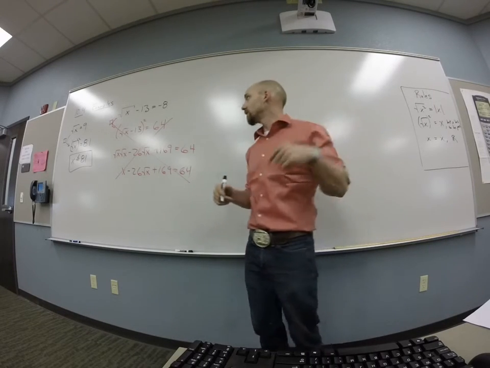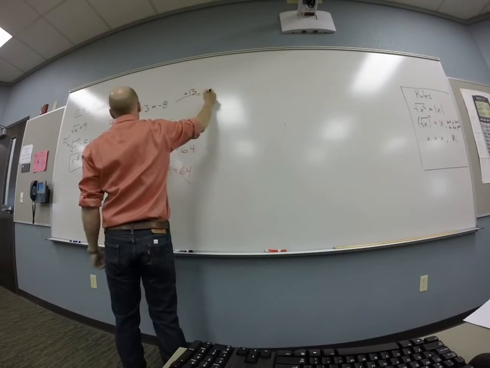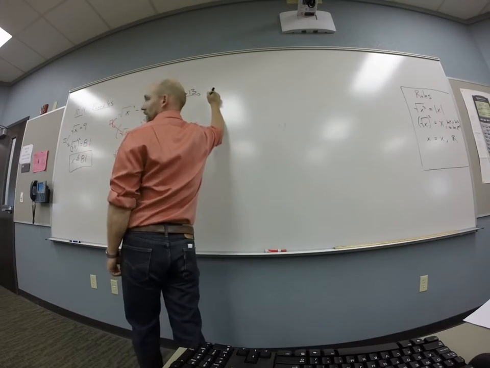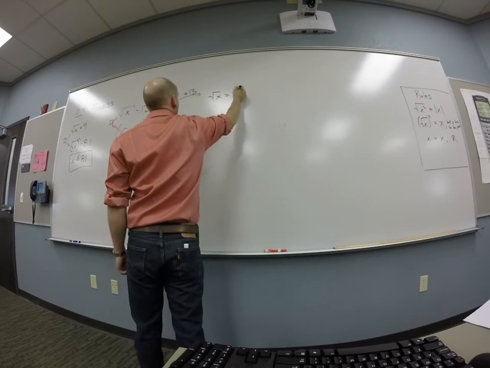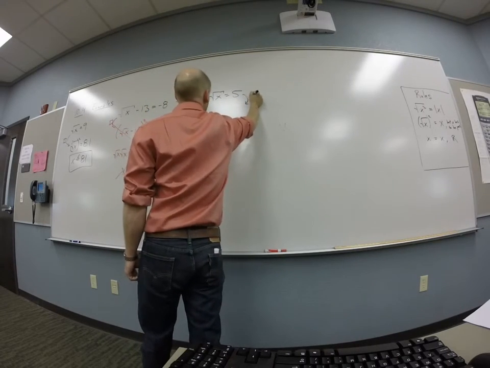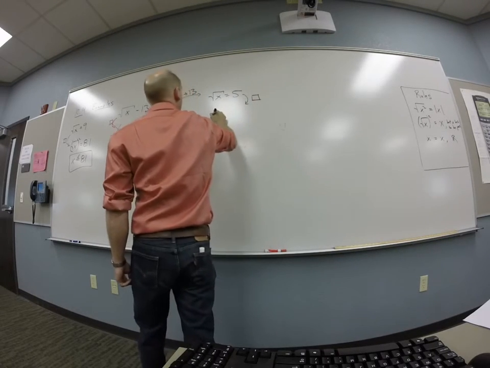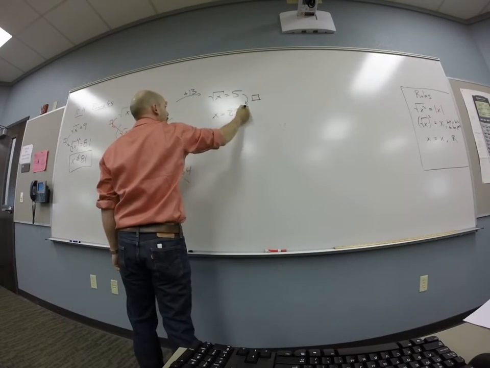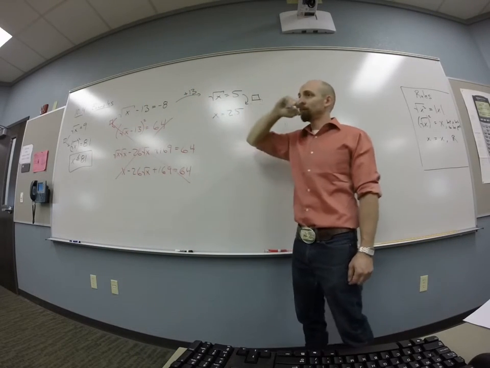So let's add 13 first. If I add 13 to both sides, I get square root of x is 5. Then what? Yeah, then square both sides, right? Get x is 25. And then I just have to make sure it fits, right?